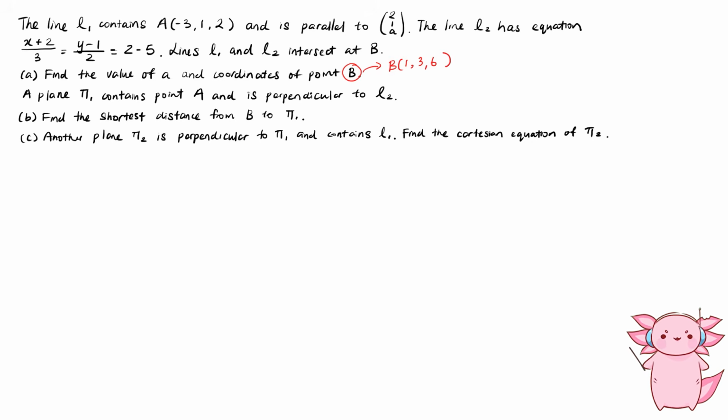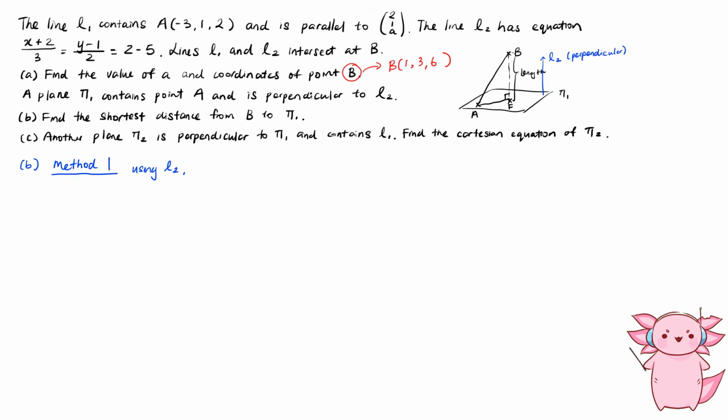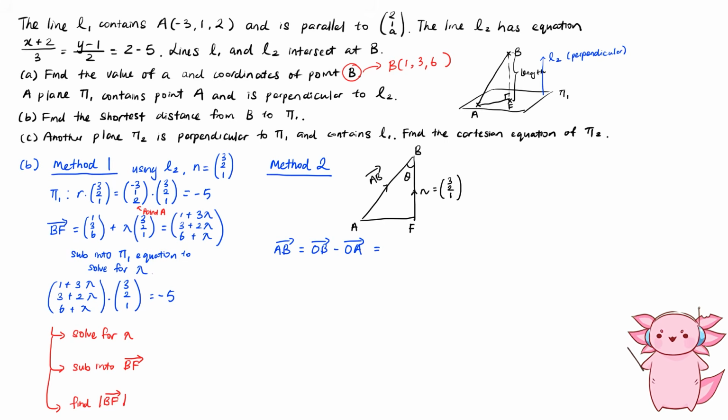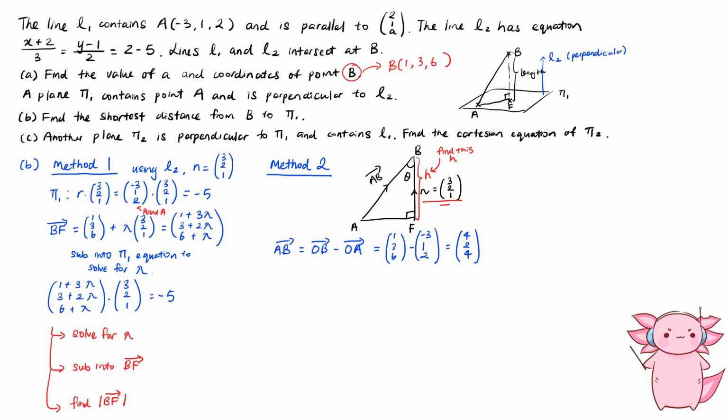To find the length of the foot of the perpendicular, we could use the equation of the plane similar to just now, but let me show you another method. Let's first find the vector AB using the coordinates of B and A to get (4, 2, 4). Since the plane is perpendicular to L2, the direction vector of (3, 2, 1) is the normal vector to the plane.